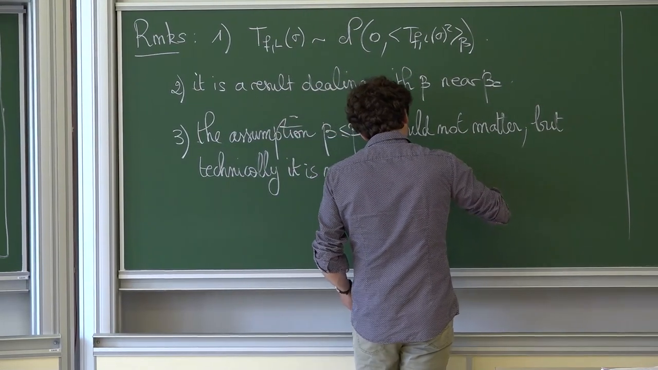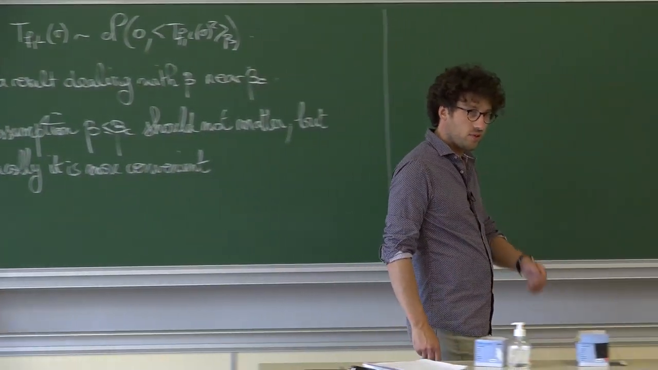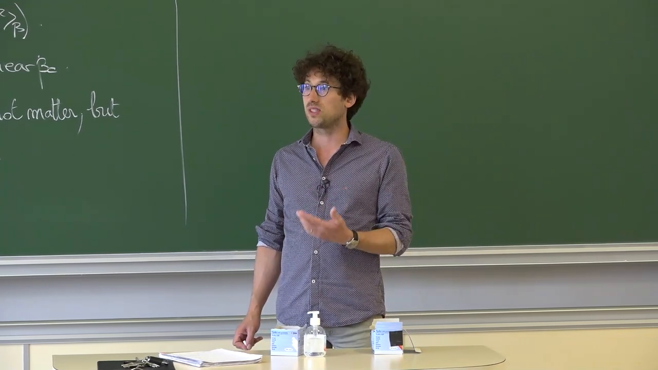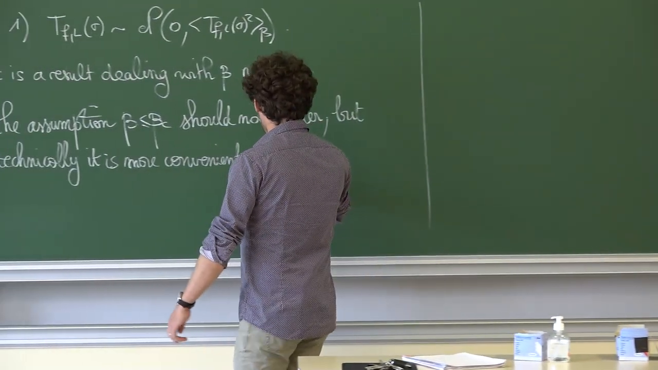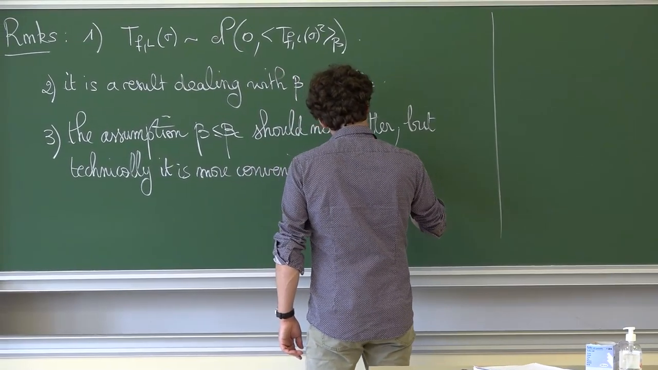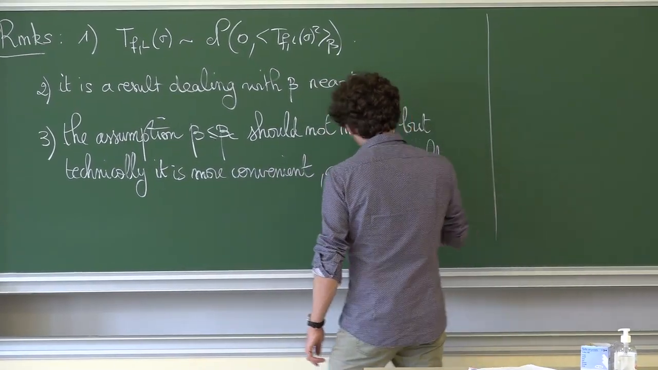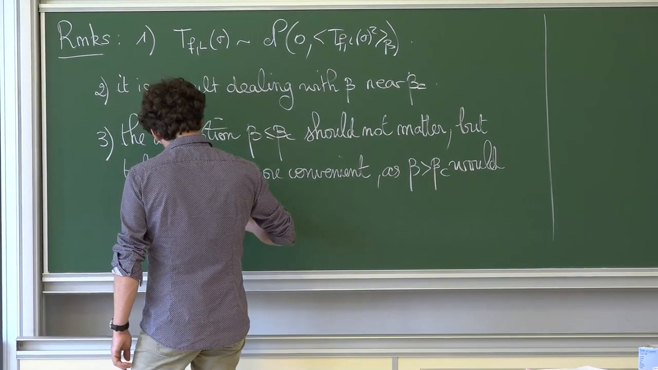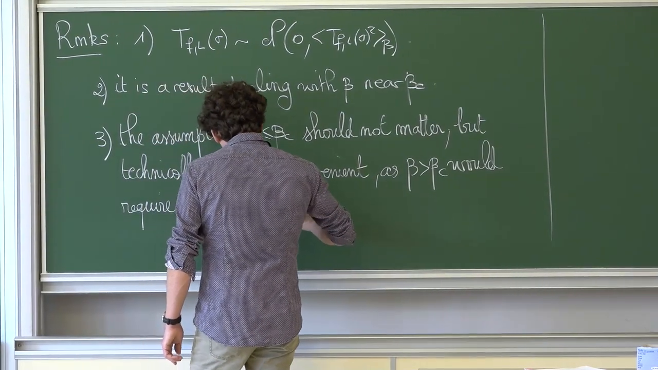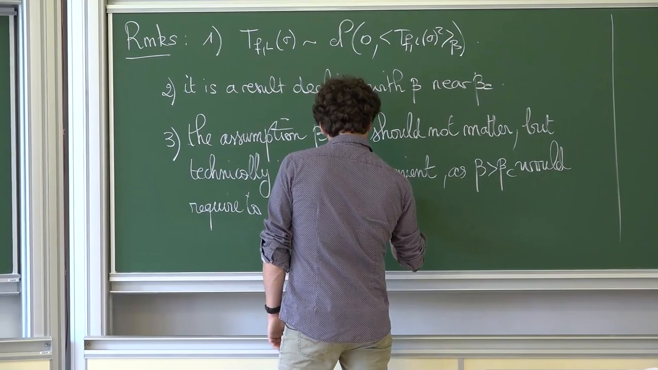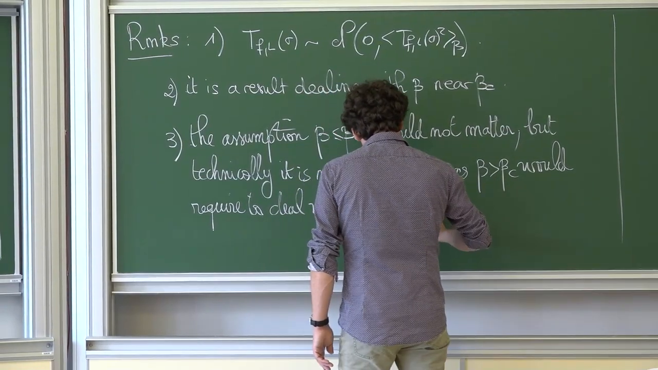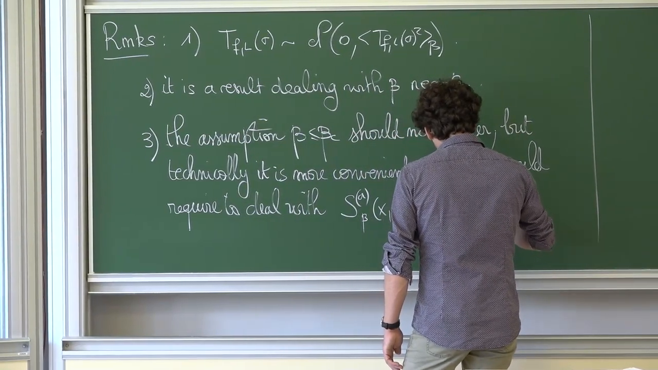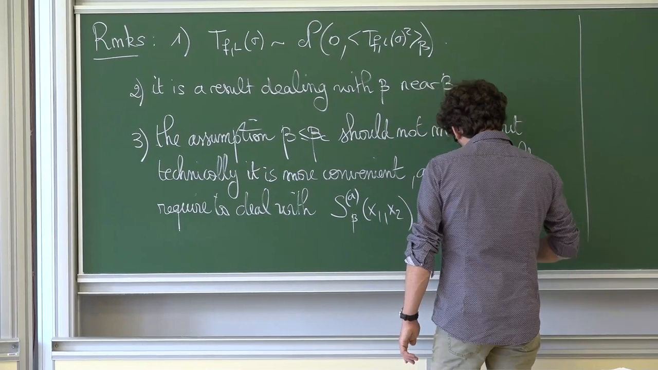Because otherwise, what happens when you are above the critical point? Well, you should subtract the spontaneous magnetization. You should work with truncated correlations. Beta larger than beta c would require dealing with this typically. So for instance, if you define a of x1, x2, let's say for beta below the critical point, it was simply something like that.